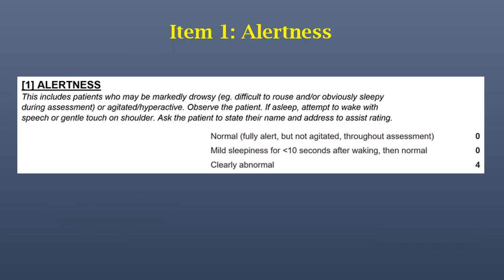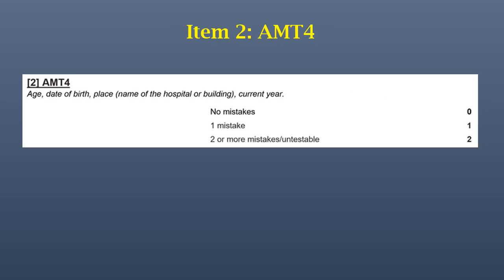Item 1 is alertness, and here the rater is asked to score whether the person is obviously drowsy or agitated or hyperactive, and an abnormal rating gives a score of 4. Item 2 is the abbreviated mental test 4, which is comprised of 4 orientation items as listed there. And the scoring is simple. No mistakes is 0, 1 mistake is 1, 2 or more mistakes, or if the patient is untestable, that is, they can't respond to the questions, gives a 2.